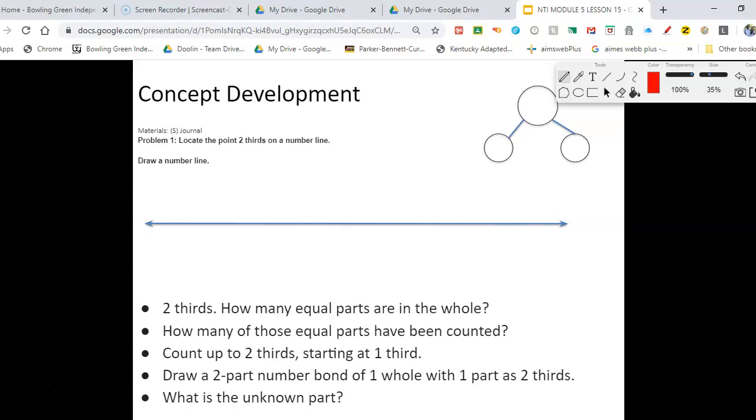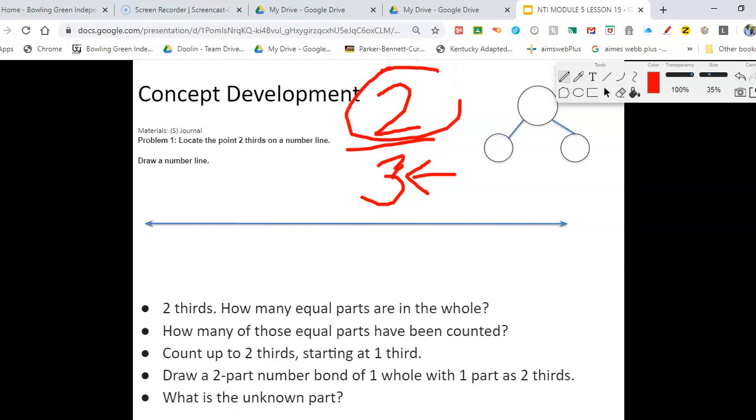Now I want you to look at this fraction, 2/3. Look at this fraction. How many equal parts are in the whole? Yes, there are 3 equal parts in the whole. Now, how many of those equal parts have been counted? Yes, 2 of those equal parts have been counted. Now let's count up to 2/3, starting at 1/3.